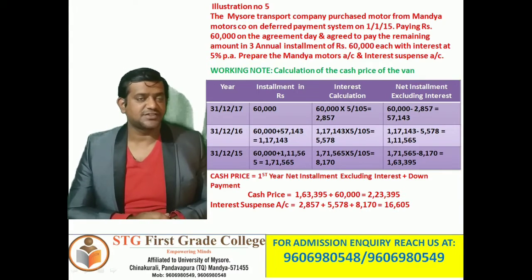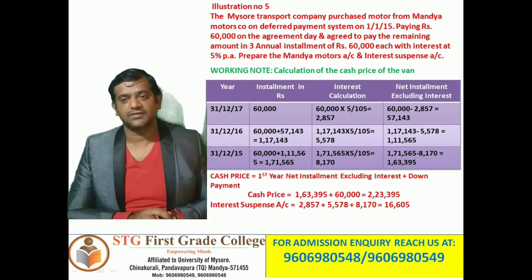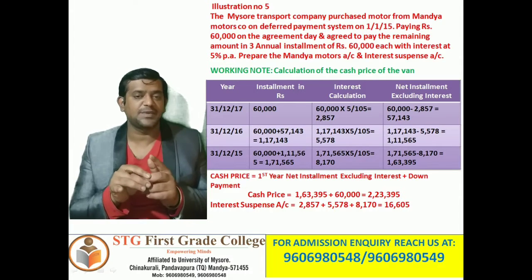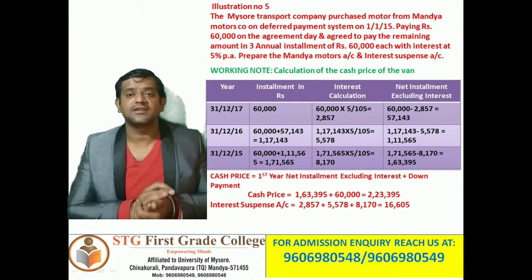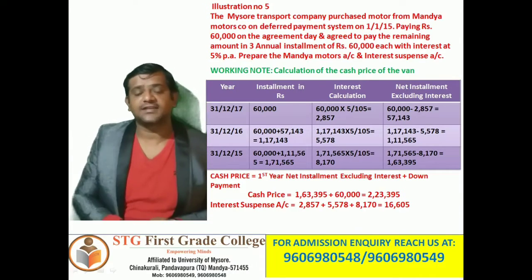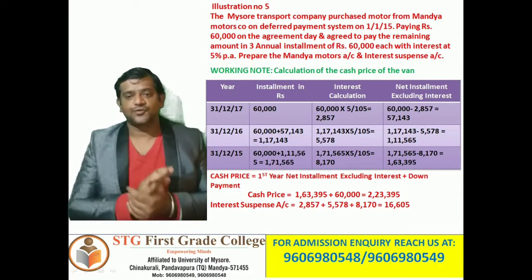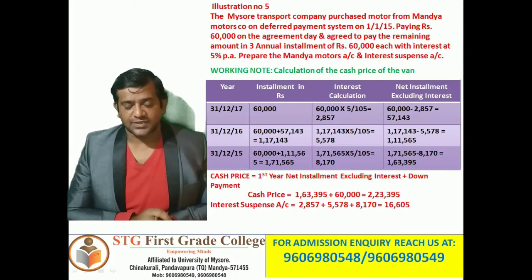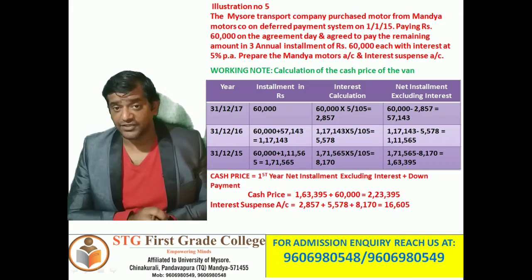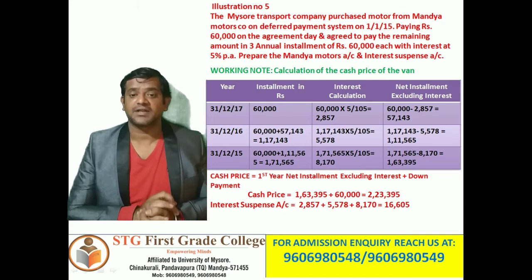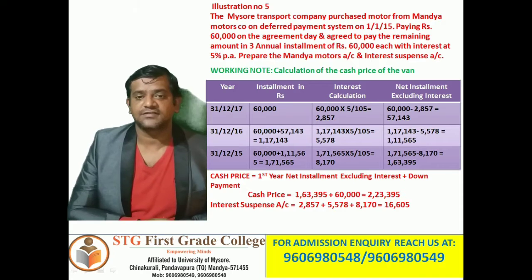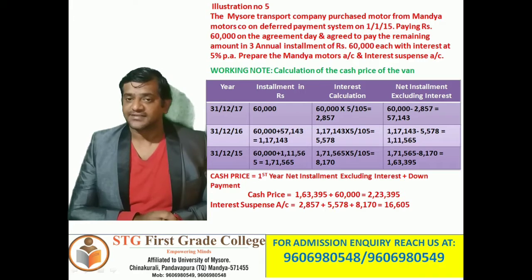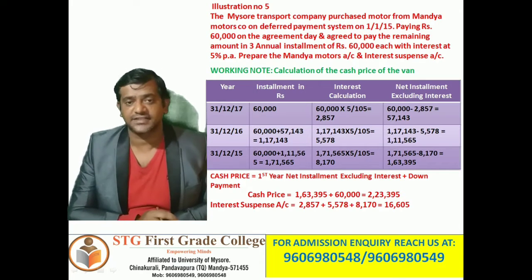You know that we work in reverse order. The date of purchase is 1/1/2015. So 15 is the first year, 16 is the second year, and 17 will be the third year. We always calculate in the opposite direction. So 31/12/2017 is the third year, the last installment. He said 60,000 rupees on agreement and 3 annual installments of rupees 60,000. That means every end of the year is 60,000.